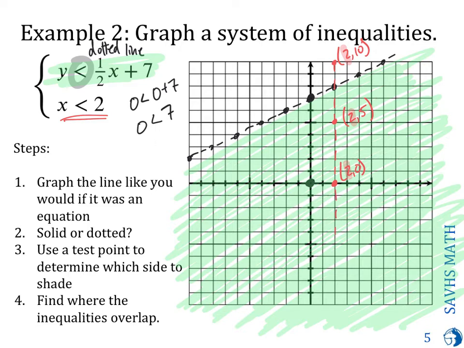So that must mean that all along this line, x is equal to 2. I'm using a dotted line again because it says less than, it does not say or equal to, so this is a dotted line. Again, I can use a test point to see which side to shade. So I'm going to put in 0 for x because that's my favorite test point. 0 is less than 2, that's true.